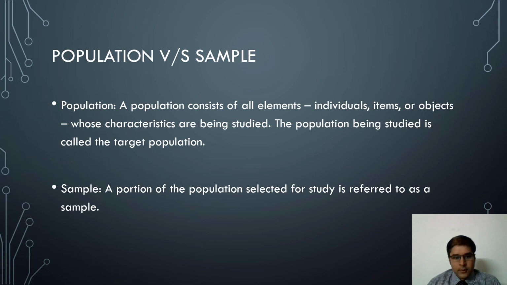A population consists of all elements, individuals, items or objects whose characteristics are being studied. The population being studied is called the target population. So hope this is clear. It consists of all individuals, items or objects whose characteristics are being studied. It is the entire superset, and the population is also known as the target population in this case.